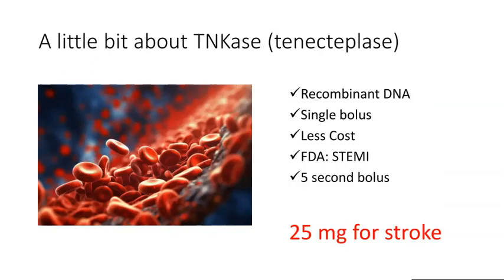Tenecteplase, or TNK, is a variant of TPA created by recombinant DNA technology. It gets its name from the amino acid substitutions at the T, N, and K sites compared to the naturally occurring TPA. It binds to the fibrin component of a clot and cleaves plasminogen to plasmin. The plasmin degrades fibrin, resulting in recanalization.